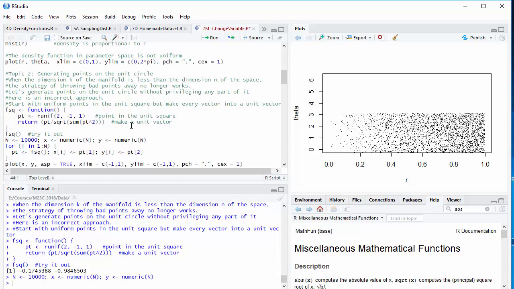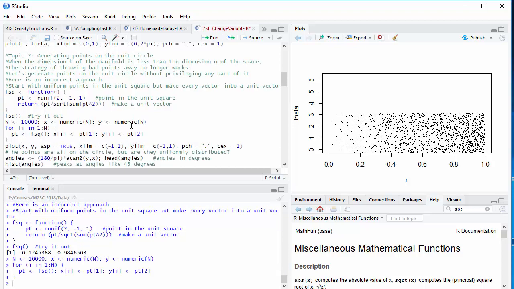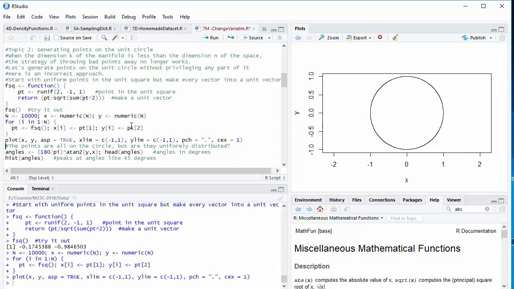Now let's do it 10,000 times and plot the results. Well, looks pretty good, doesn't it? The points are all on the unit circle, but it looks a little bit faint here and here, and a little bit heavy here and here.